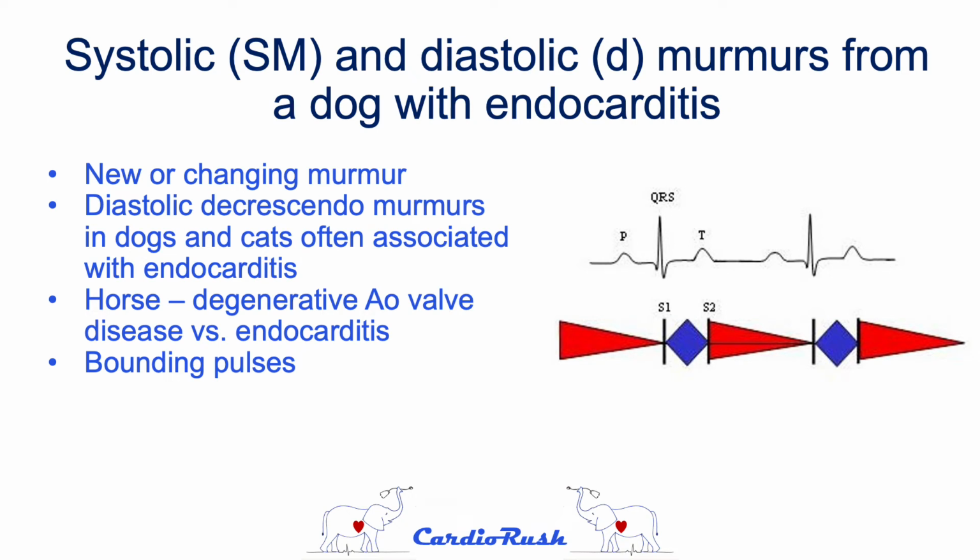So a new or changing cardiac murmur might herald an interest in the potential for a diagnosis of bacterial endocarditis. And diastolic decrescendo cardiac murmurs in dogs and cats are often associated with endocarditis. A diastolic decrescendo murmur as a result of aortic regurgitation can be seen in horses with bacterial endocarditis, but in older horses, it more likely signals degenerative aortic valve disease. And if there's significant aortic regurgitation, you may find bounding femoral arterial pulses.